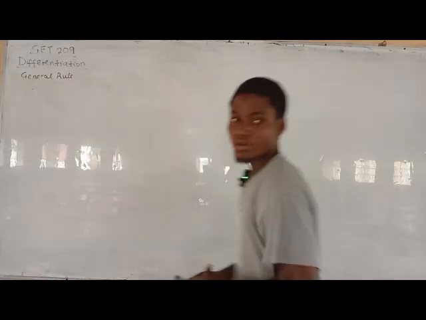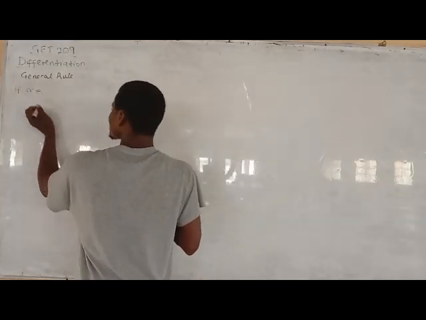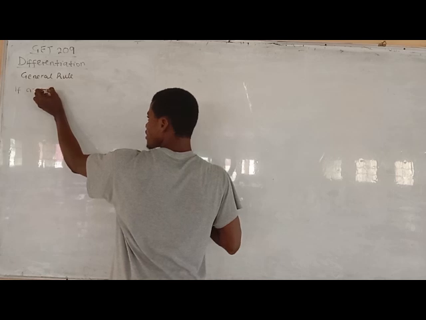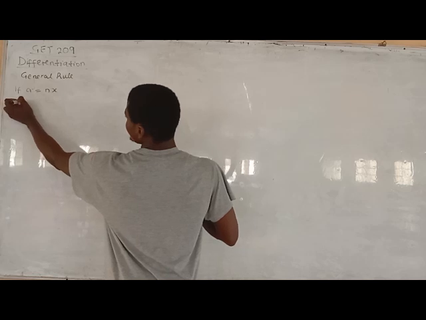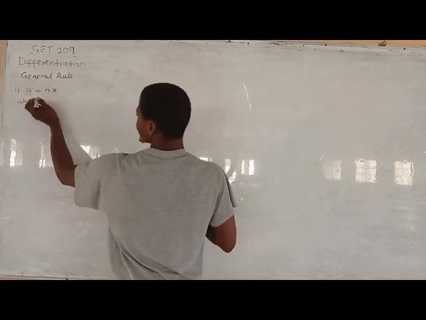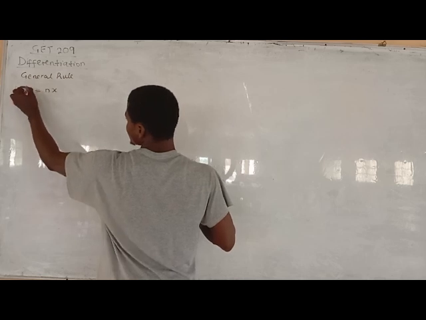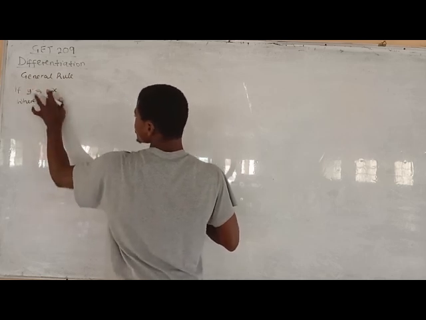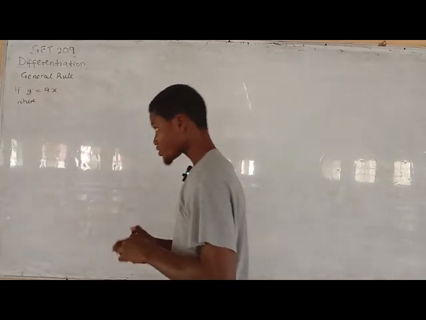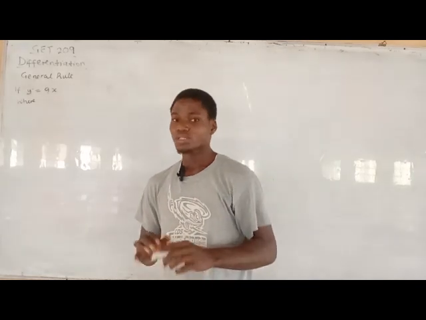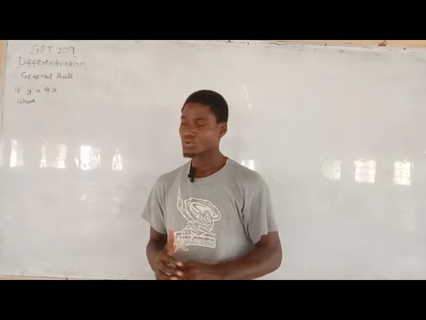So for the general rule, we have that if y equals to ax, yeah. I'm changing that to what you're having there on the board. The reason is because that's how it appears in the textbook. I don't want to use a different notation so it does not confuse us.